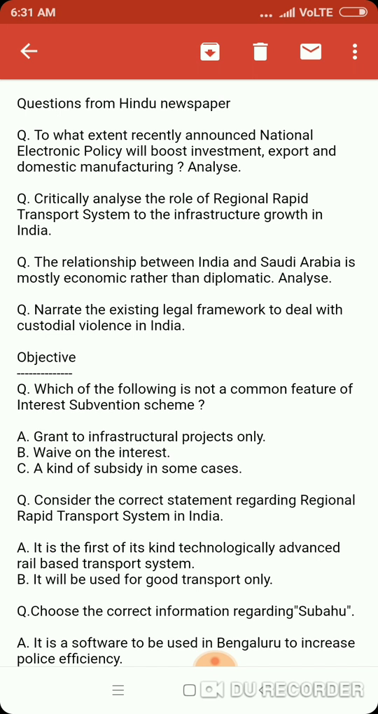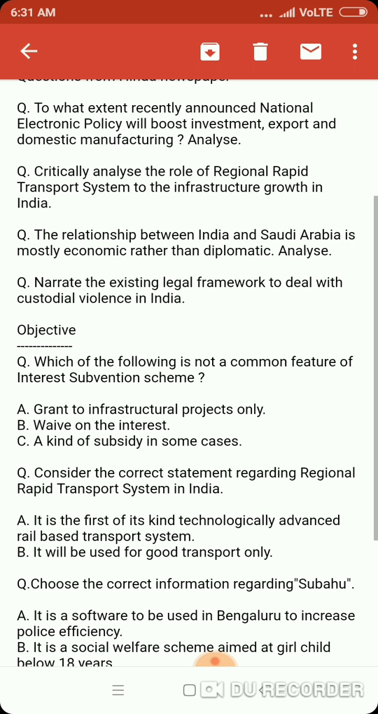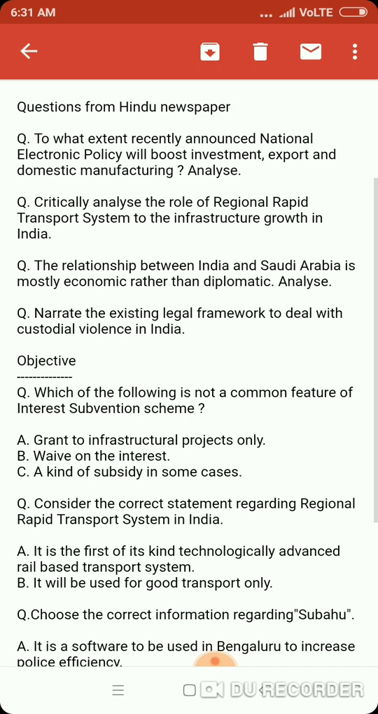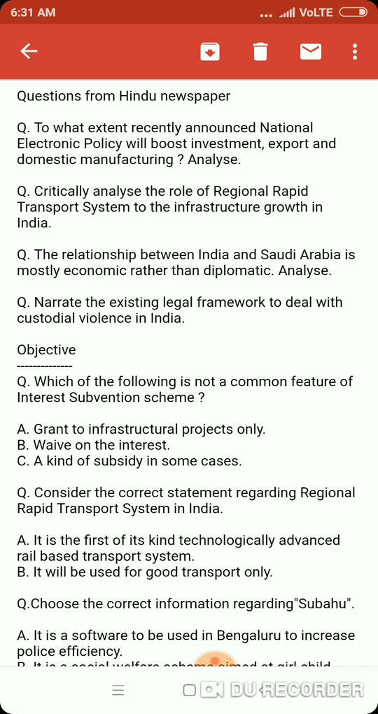So while writing answers for UPSC, do not follow the university or college habit of writing answers where, having seen a word, you write down everything you know about it. Here, you know something about the National Electronics Policy and you write all of it down. It is not that. What is the question asking? The question is not asking about the National Electronics Policy merely. It asks how that policy will boost investment, export and domestic manufacturing.